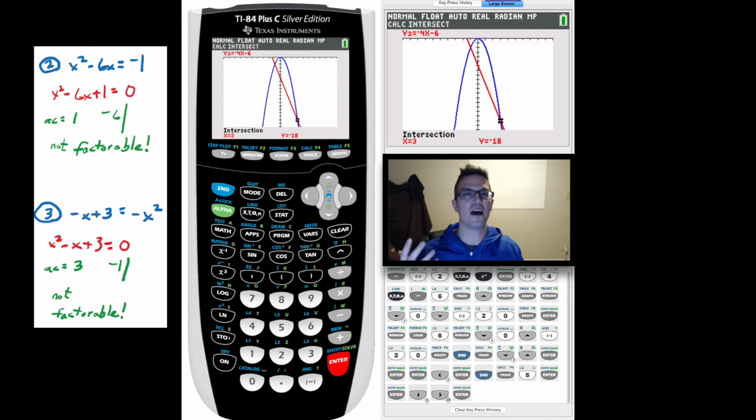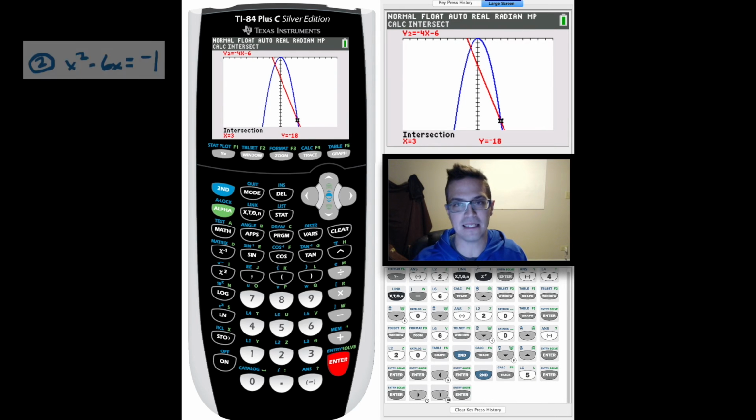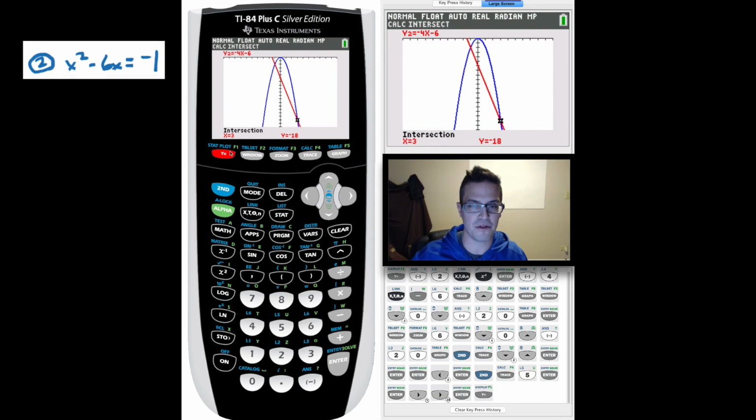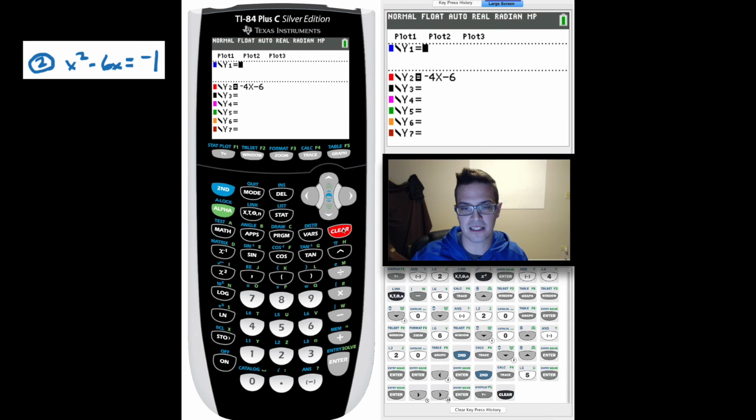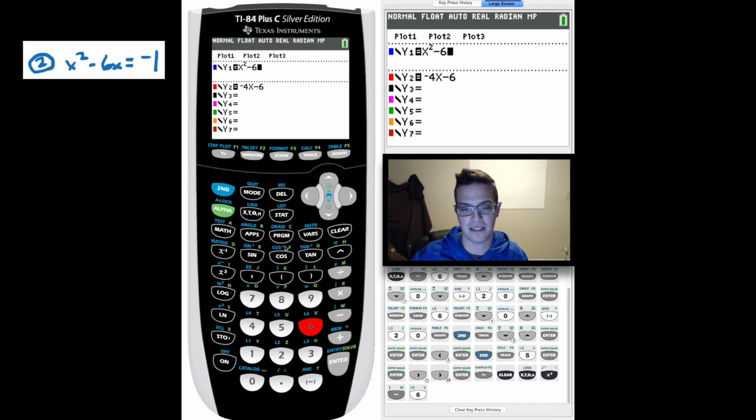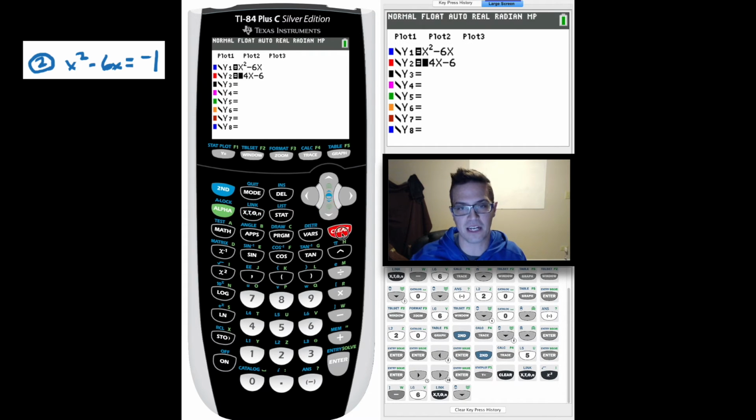So if you remember the other equation, the second one was x squared minus 6x is equal to -1. So what I'm going to do is go to my y equals here. I'm going to clear this out, and I'm going to write x squared minus 6x, because that's the left side of the equation. And then on this second one right here, I'm going to clear this out. I am going to put that -1 in because that's the right side of the equation.